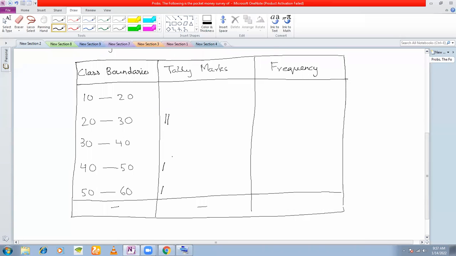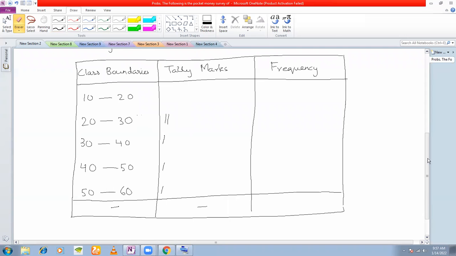30. Now my question to you is, 30, where should I place? Should I place it in 20 to 30 or 30 to 40? Where should I place the observation 30? So we place 30 in 30 to 40. Whenever you get the observation 30, we will not place it in 20 to 30, but we'll place it here. Okay. Always remember, always in the next class, you will give your observation.